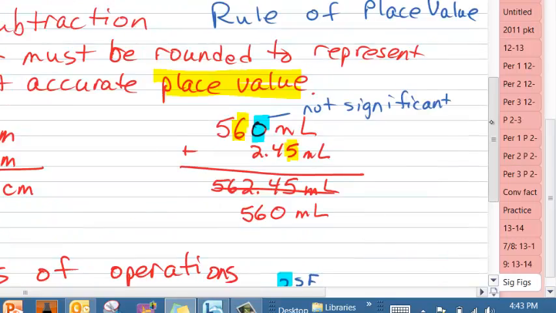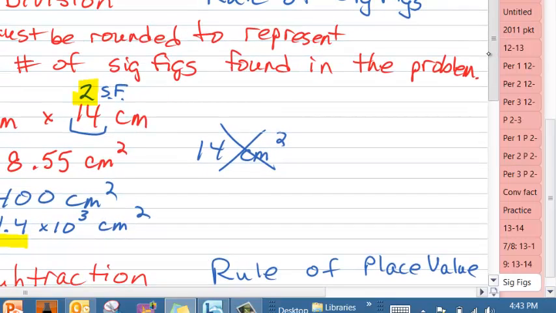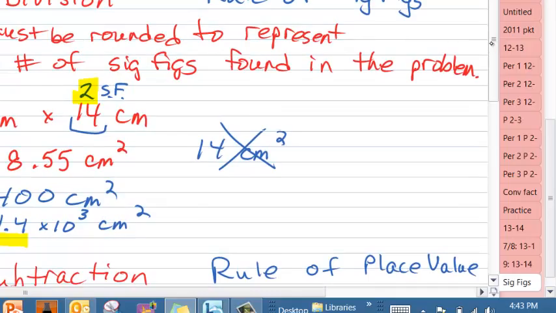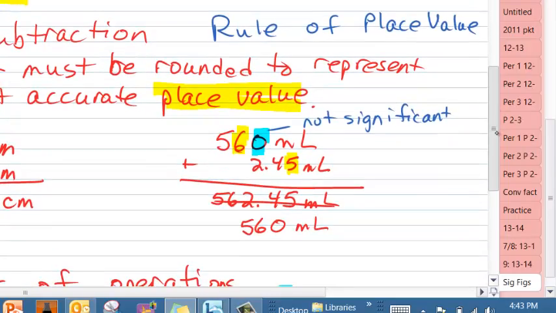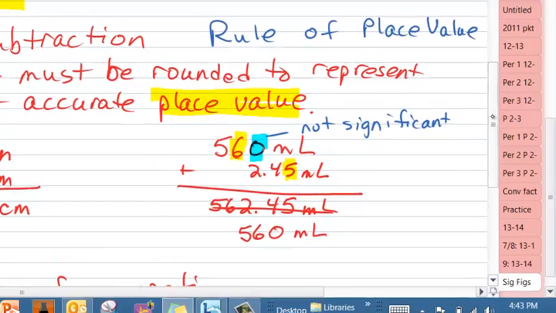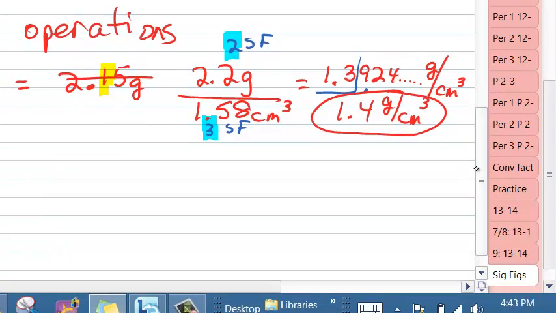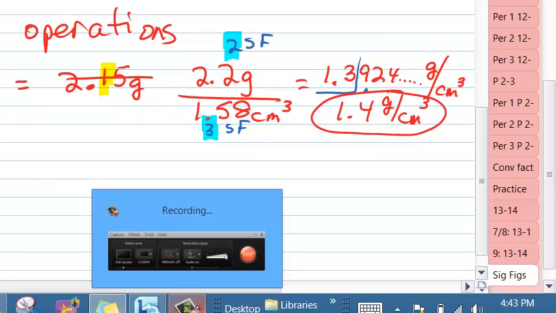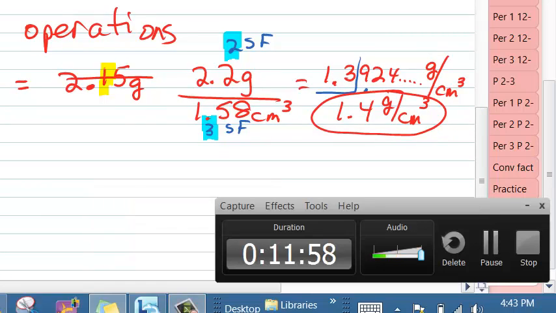So notice what we did here: we talked about the rule of multiplication and division if that's all we're doing. Then we talked about the rule of addition and subtraction if that's all we're doing. And then we talked about what you need to do if you have both types of operations. Okay, make sure that you've got some good notes on this and bring them to class tomorrow.